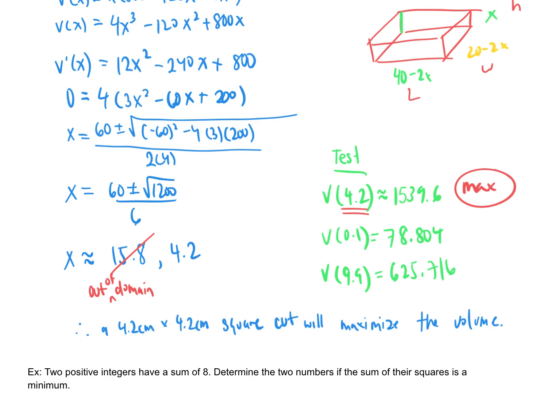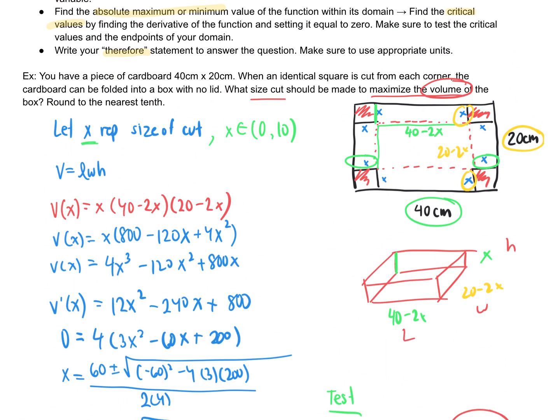All right, so to recap, I had a piece of cardboard, I was making these X by X centimeter cuts so that I could create this rectangular box with no lid. I had to maximize the volume, so I had to create a volume equation. My height was X, my length and width came from the original cardboard length and width where 2 X's were removed. So here we are.